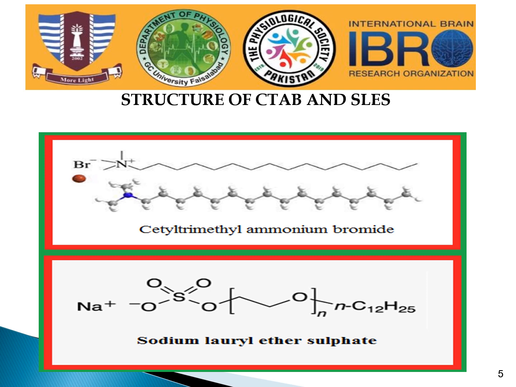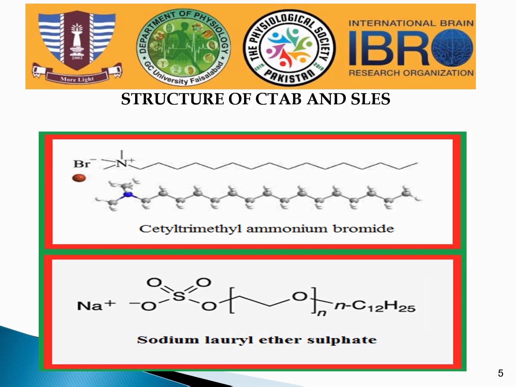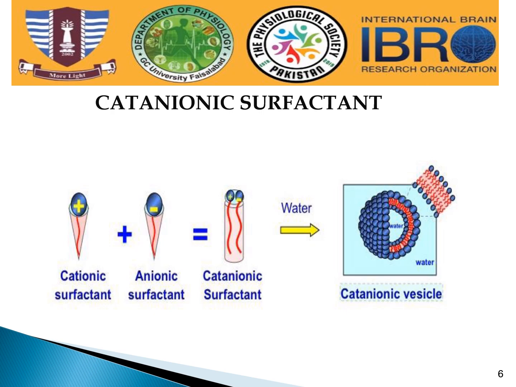This is the structure of surfactant molecules. That is the structure of CTAB, cetyl trimethyl ammonium bromide, and sodium lauryl ether sulfate. What is a catanionic surfactant? When we combine a cationic surfactant with an anionic surfactant, it forms a catanionic surfactant. And when we dissolve a catanionic surfactant in water, it normally forms vesicles.